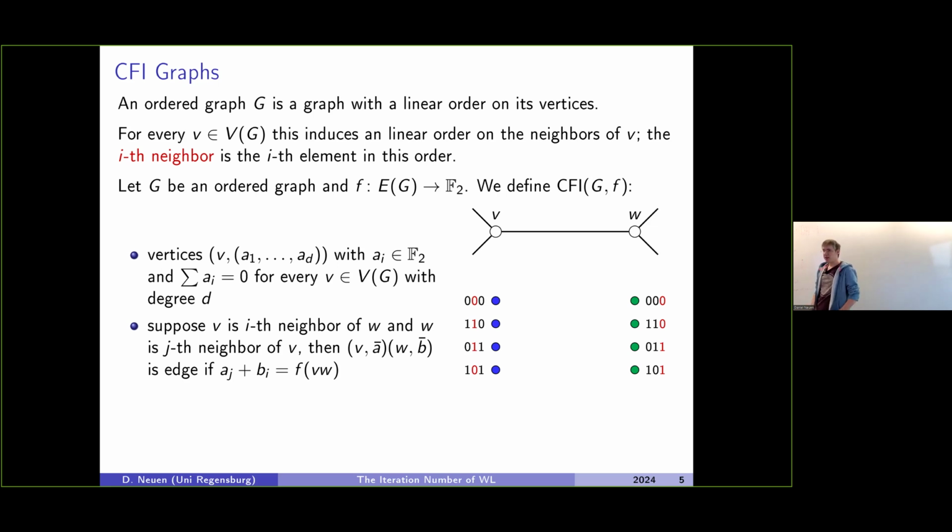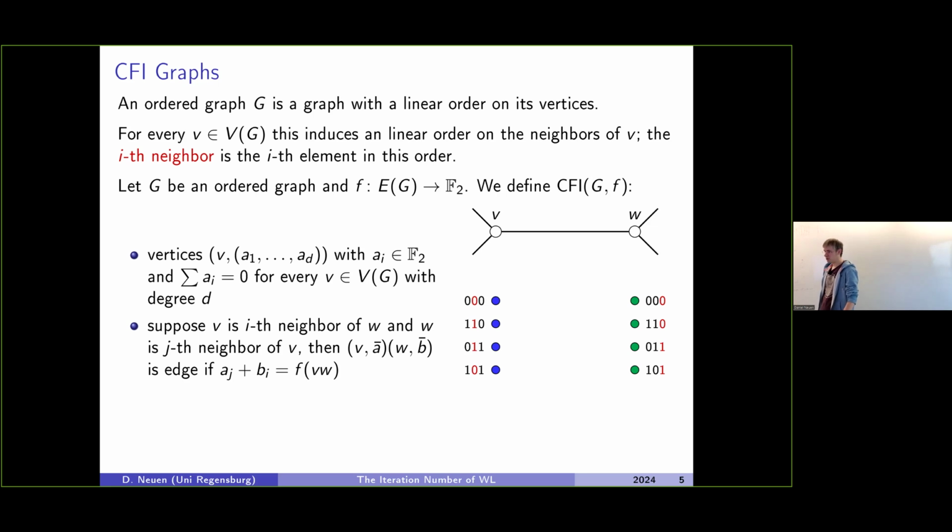Now I have to connect vertices. When do I connect two such vertices, (v, a) and (w, b)? First of all, v and w should be connected by an edge. Now let's suppose v is the ith neighbor of w, and w is the jth neighbor of v. In the picture this is marked in red. Here w is the second neighbor of v, which is why I marked the second column, and v is the third neighbor of w, which is why I marked the third column. Then I put an edge whenever aj plus bi is equal to f of this edge.